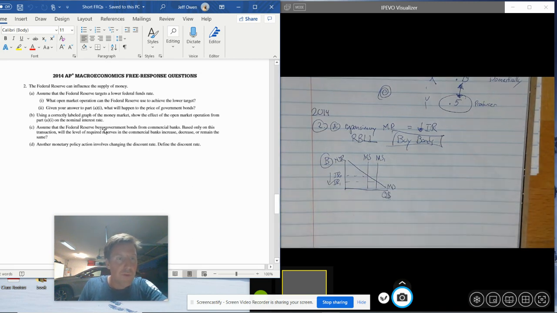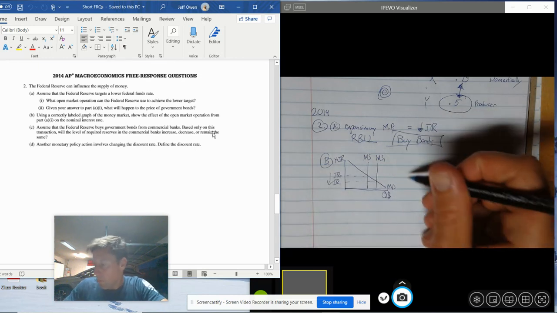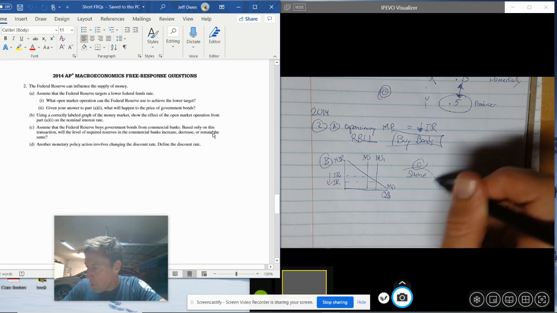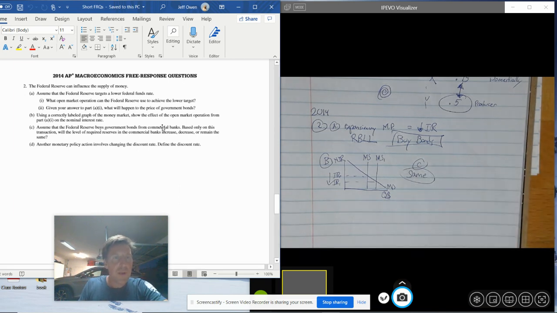Assume the Federal Reserve buys bonds from commercial banks. Based only on this transaction, will the level of required reserves in the commercial banks increase, decrease, or remain the same? They're going to remain the same. You're like, what? That's pretty dismissive, Mr. Owen. Well, required reserves are based off of people putting money in the bank, right?